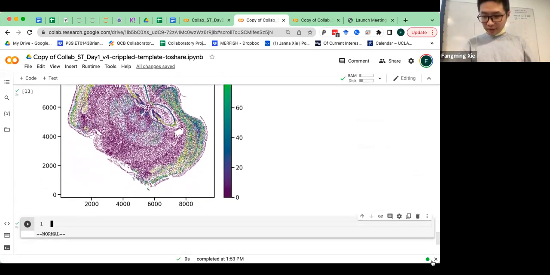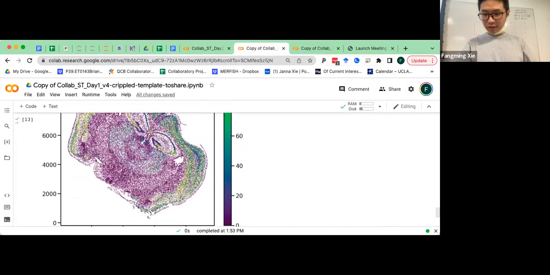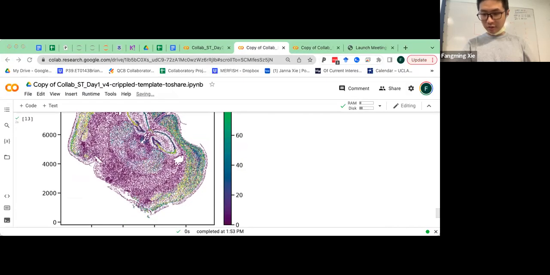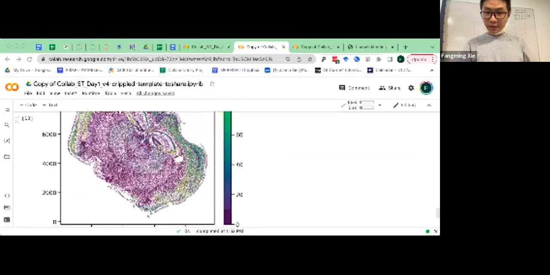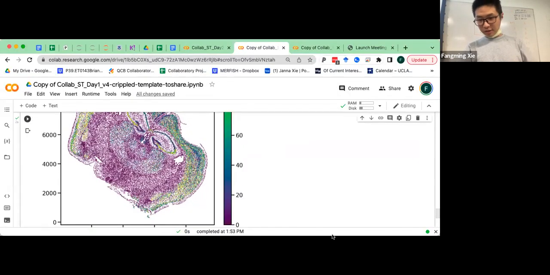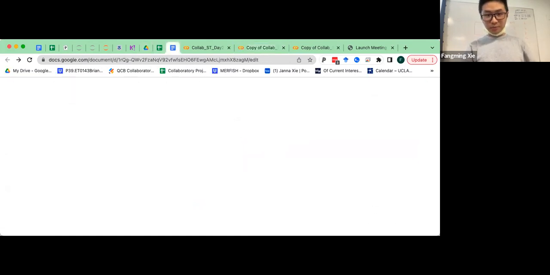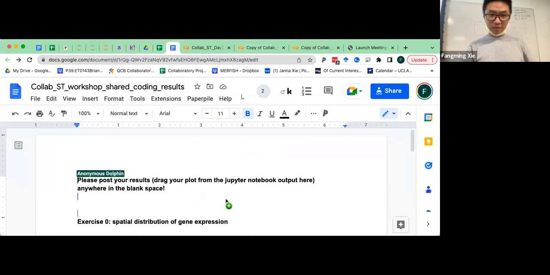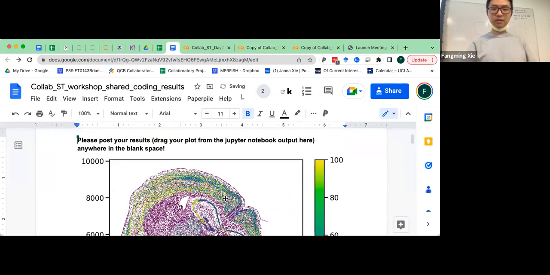At the end of the 5 minutes, I'm just going to show you how you can do this. You can just drag this plot to your desktop, and then drag it back into the Google Doc. There you go. Then there's a plot.